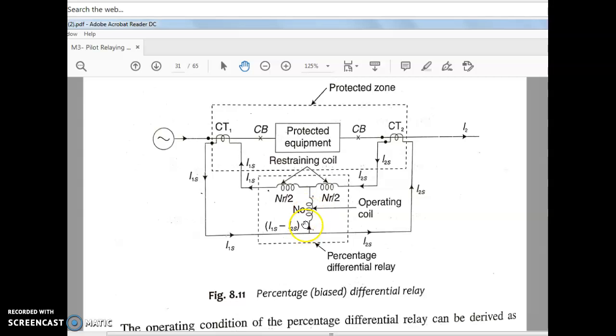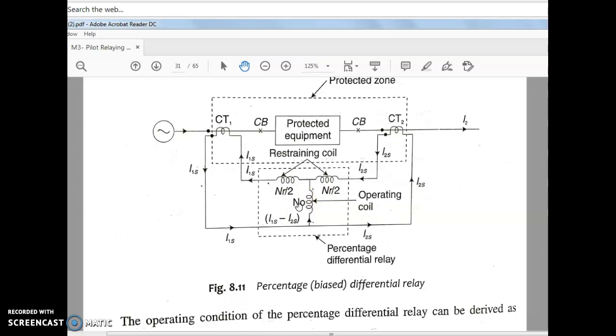The operating condition of the percentage differential relay can be derived using the formulas given here. The relay operates if the torque produced by the operating coil is more than the torque produced by the restraining coil. As torque is proportional to ampere turns, the relay will operate when the ampere turns of the operating coil are greater than the ampere turns of the restraining coil.